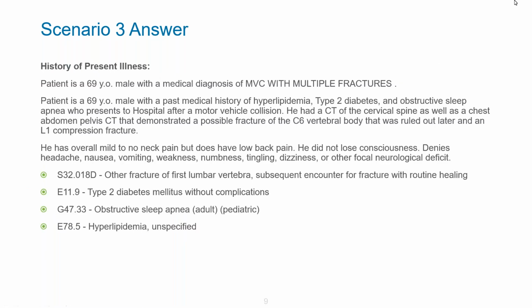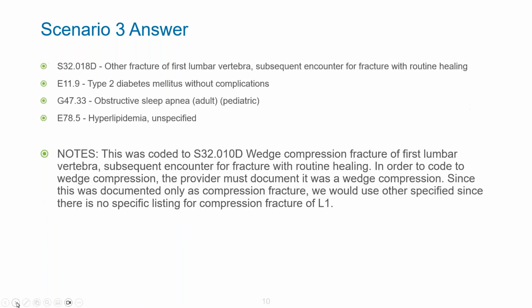Oh, sure. Gotcha. When it says patient had a L1 compression fracture. Now, you can advance, Jen. L1 compression fracture. This came from an actual chart. When I looked at this chart, they had coded to S32010D, a wedge compression fracture. The physician has to state wedge compression fracture for you to use wedge compression fracture. We can't take compression fracture and assume it's a wedge compression fracture.